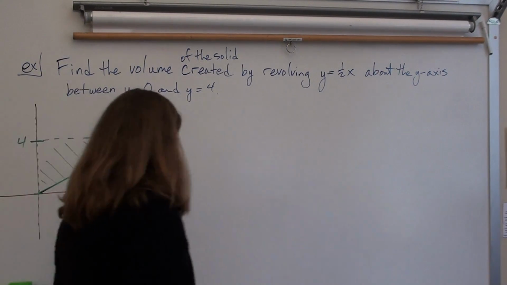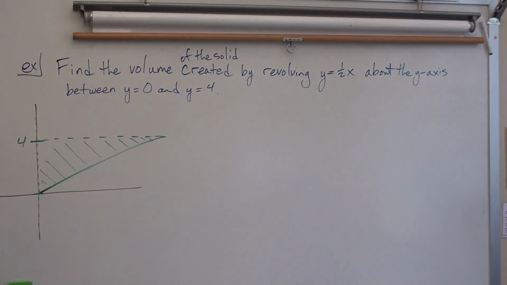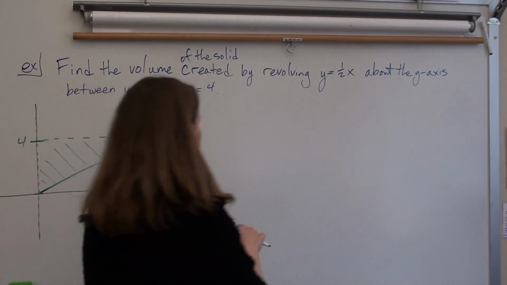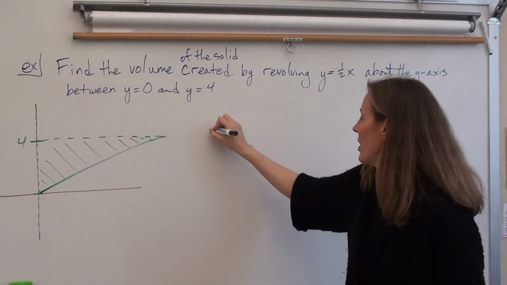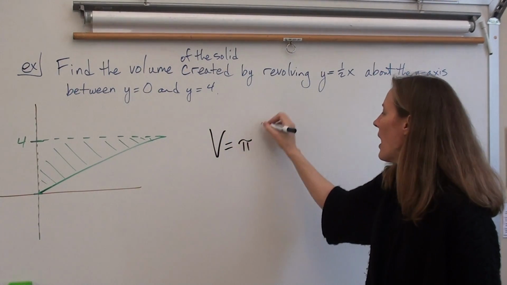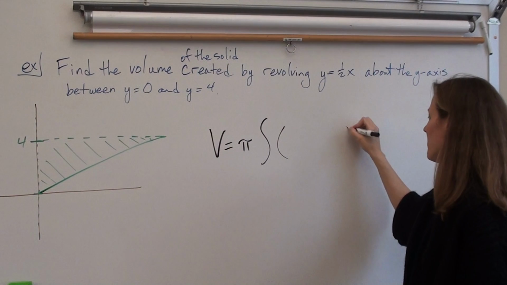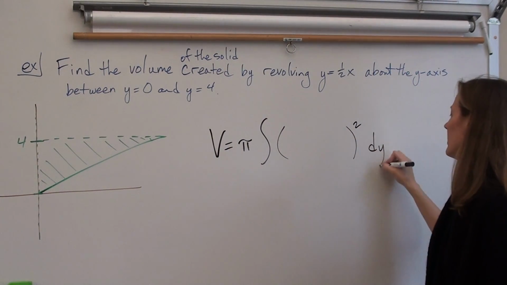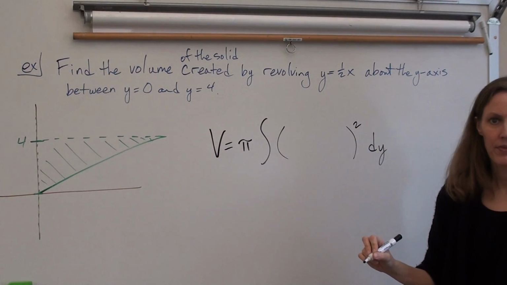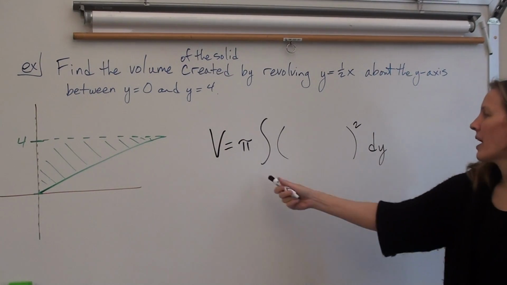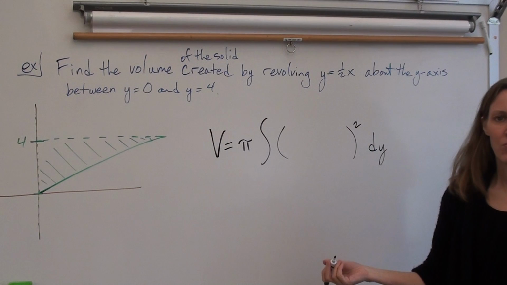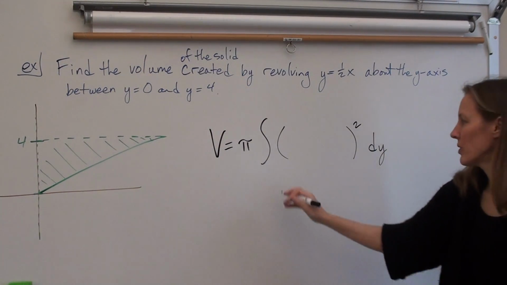Since we have a vertical axis of rotation, we have to integrate with respect to y. So when we integrate with respect to y, we have volume equals, it's still going to be pi integral of something squared dy. All right, first the limits have to be y values. What are the limits? 0 to 4, they're given.